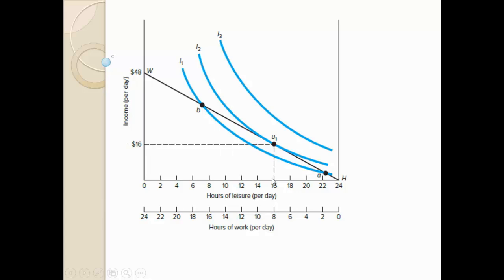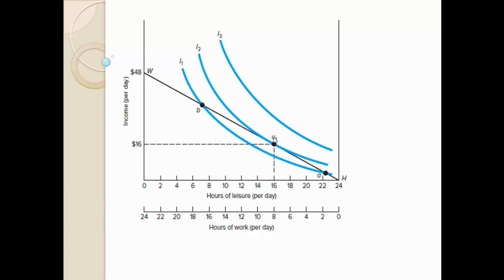working for 8 hours, and as the wage rate is 2, he will be earning $16, and he will be enjoying leisure of 16 hours. So in this case, the labor is in equilibrium at U1. He is maximizing his utility. He is earning $16 by working 8 hours, and he is enjoying leisure by enjoying 16 hours of leisure.